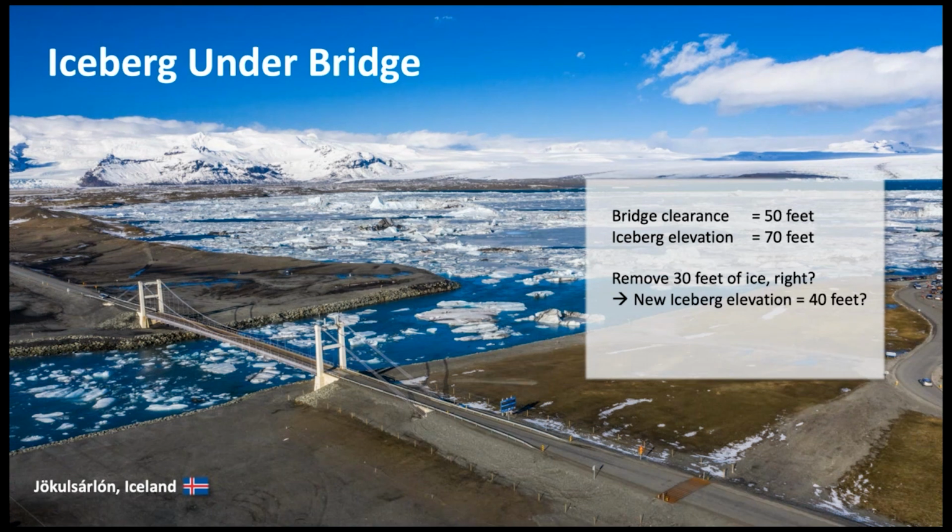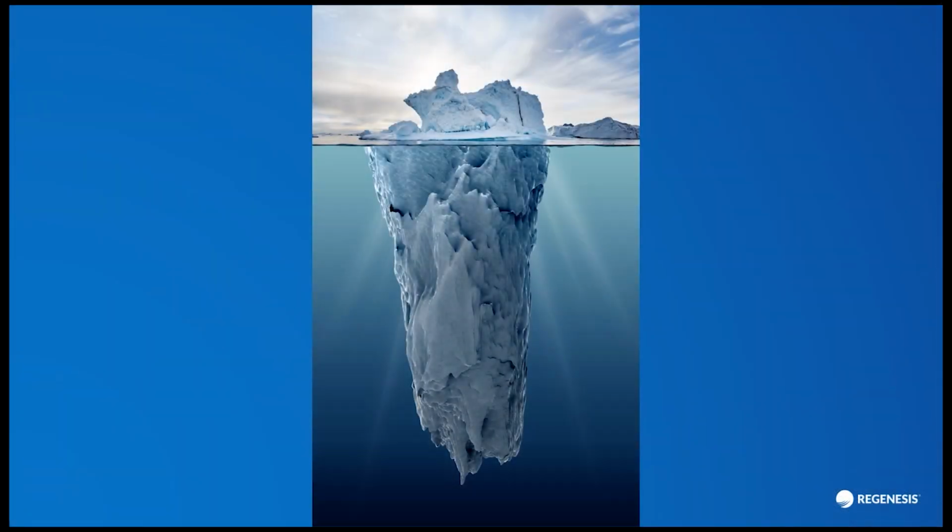So 70-foot iceberg, 50-foot bridge, let's say we remove 30 feet of ice, right? The new iceberg elevation is going to be 40 feet, right? Nope. The new elevation of the iceberg is going to be 67 feet because an awful lot of the iceberg was underwater. Most of the mass is hidden, but all of the mass is in dialogue. So if we change any part of it, the rest is going to adjust and everything will adjust to that.